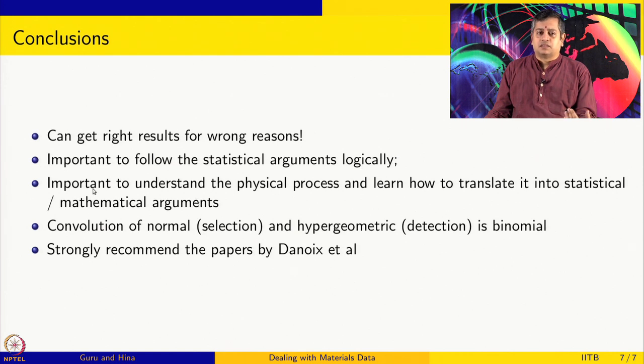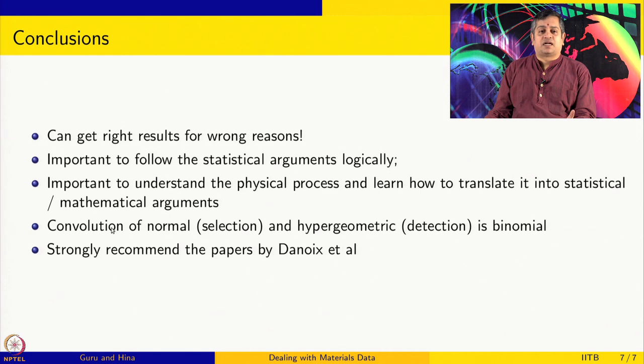And this is also a nice case study to understand how we have to understand the physical processes and translate them into statistical or mathematical arguments. So, which is an infinite sample, which is a finite sample, which is sampling without replacement, and so on and so forth. So at every stage you have to understand the actual process that happens in the experiment. Then we have to find out what is the right statistics to describe that process.